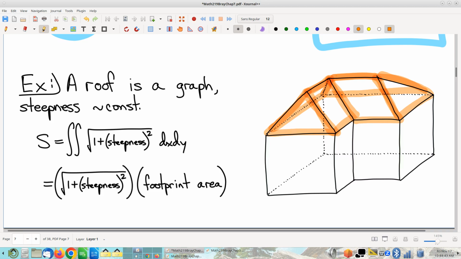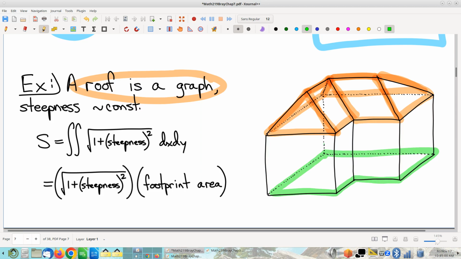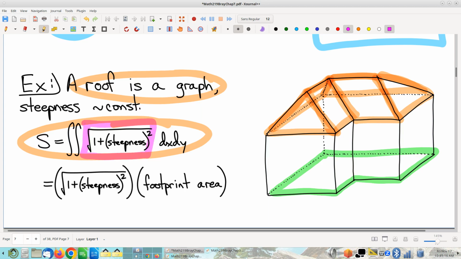Much quicker is just to realize that the roof is a graph. It passes the vertical line test. It's a graph of a function sitting over what you might call the footprint of your house. And if you want to compute the surface area of a graph, we have, as noted above, a handy formula for how to find the surface area of a graph. You see our little area stretching factor. Our area stretching factor right there depends only on the steepness.